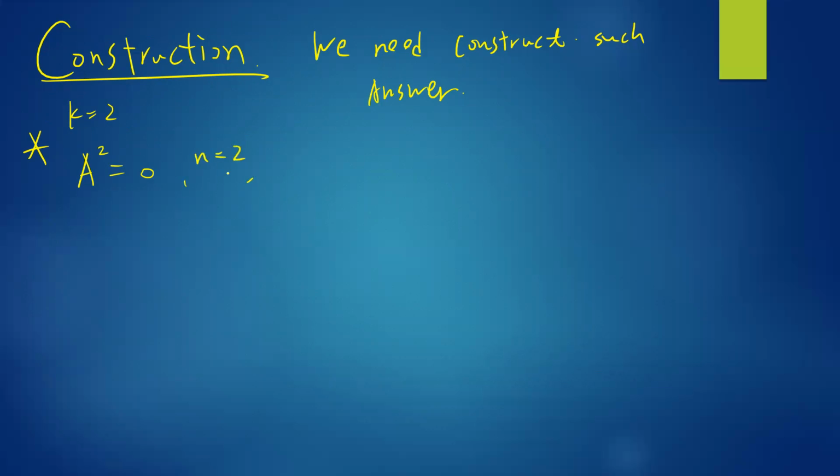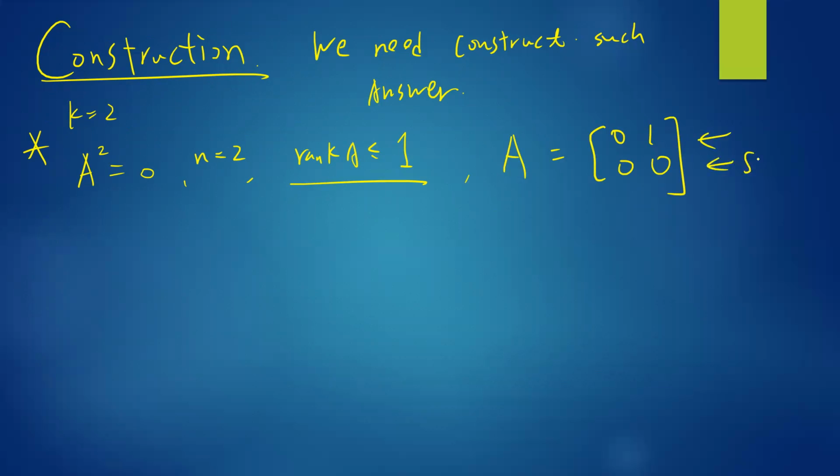What's the natural solution? We know that rank A is bounded by 1. So what's the answer that I can construct? I can construct A to be 0, 0, 0, 1. If you know quantum mechanics, this is just the spin operator, S plus. Quantum mechanics tells you S plus squared is 0, so this is natural. And the rank of A is 1, so it saturates the bound.